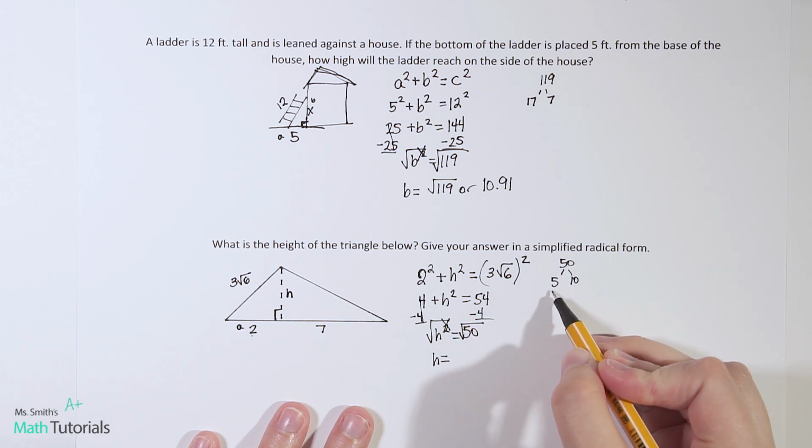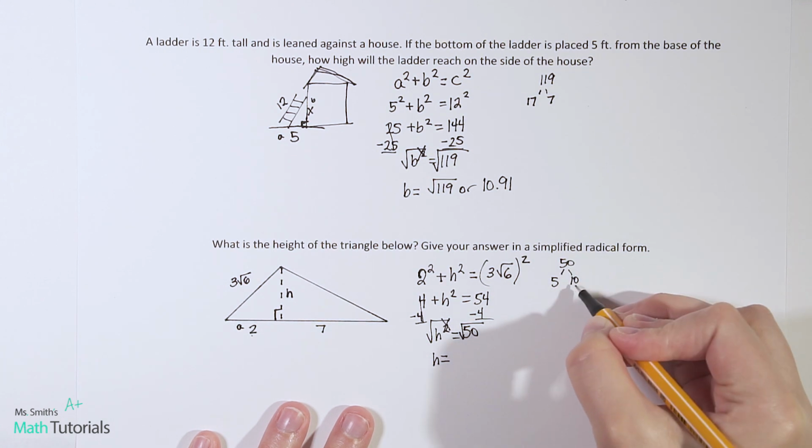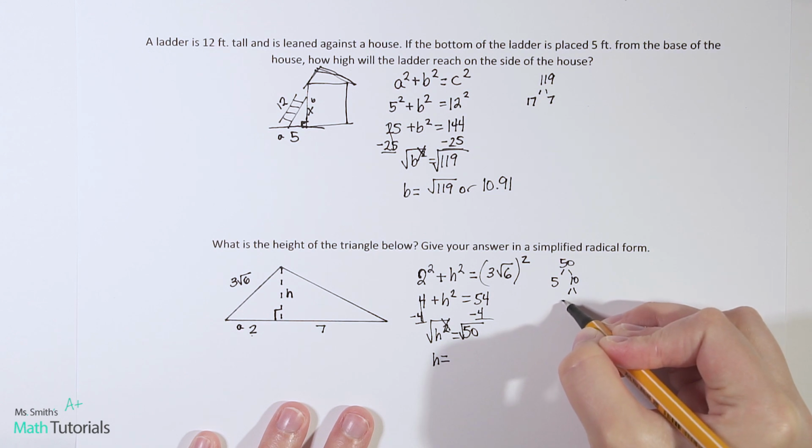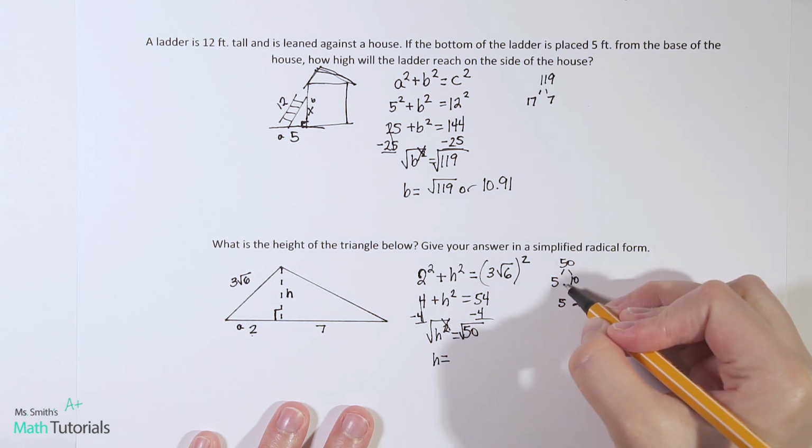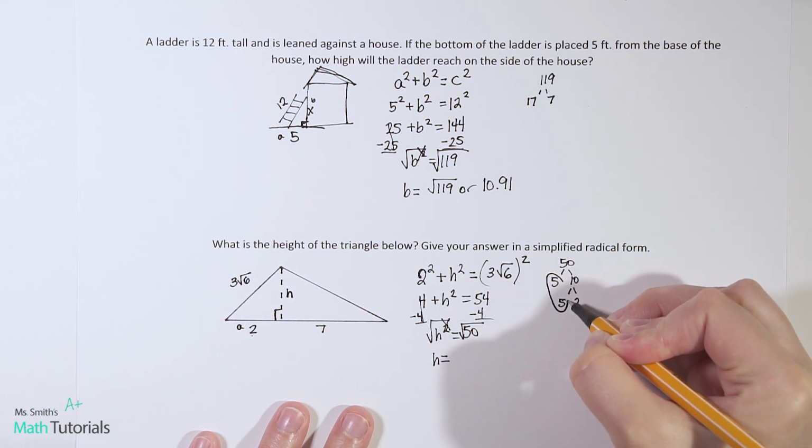5 is a dead end. I can't break that down anymore. 10, I can break down to 5 and 2, right? Remember, if it's a square, we are looking for pairs. We are looking for sets of 2.